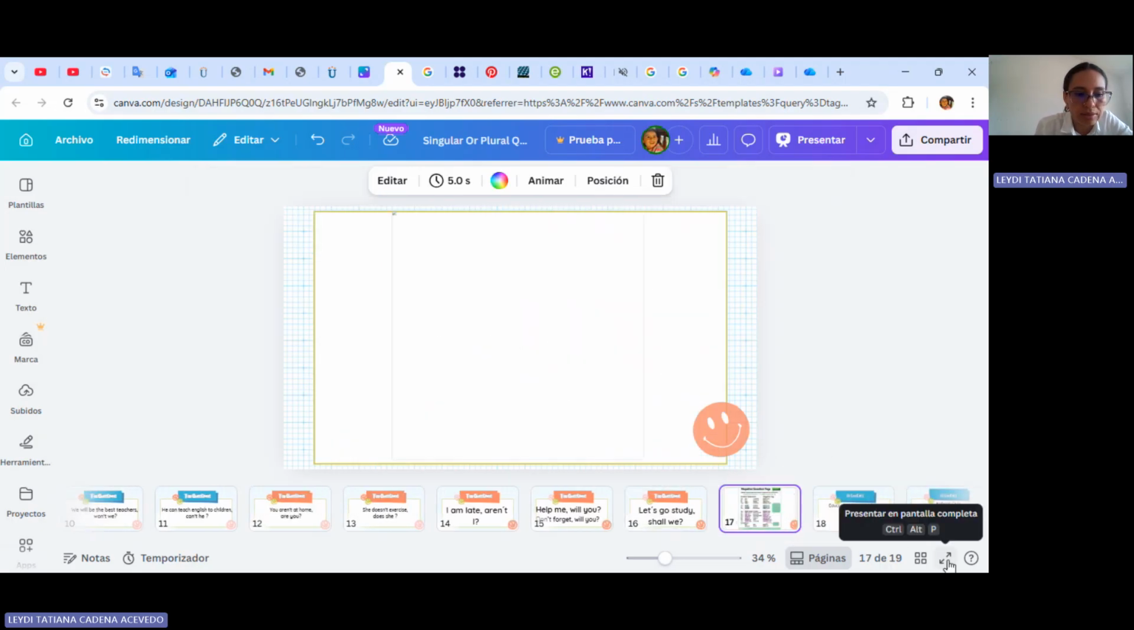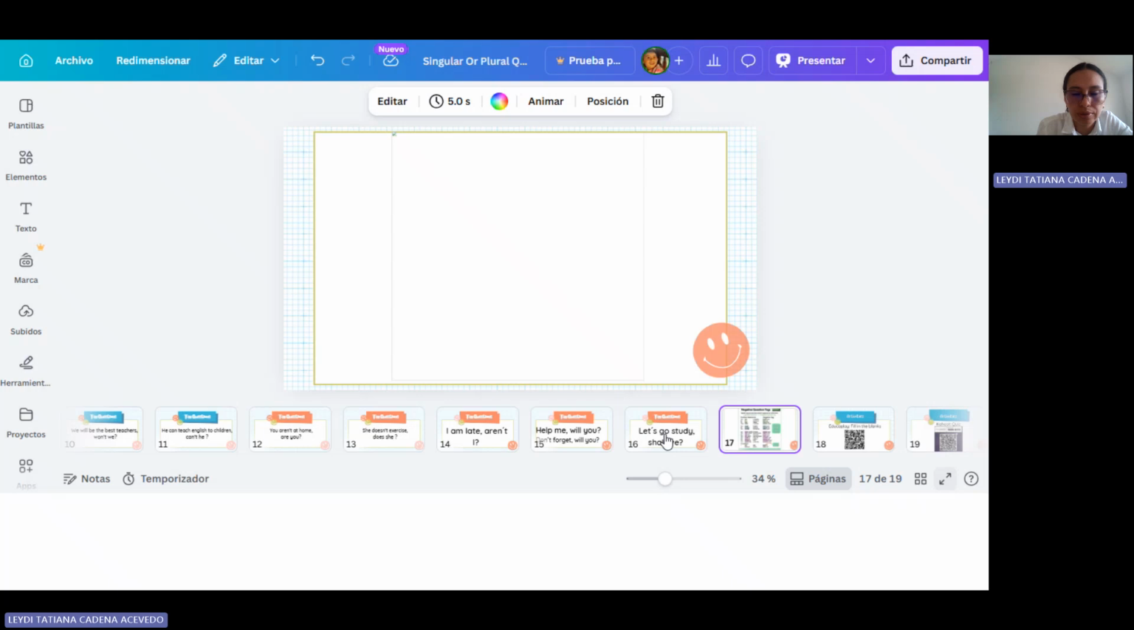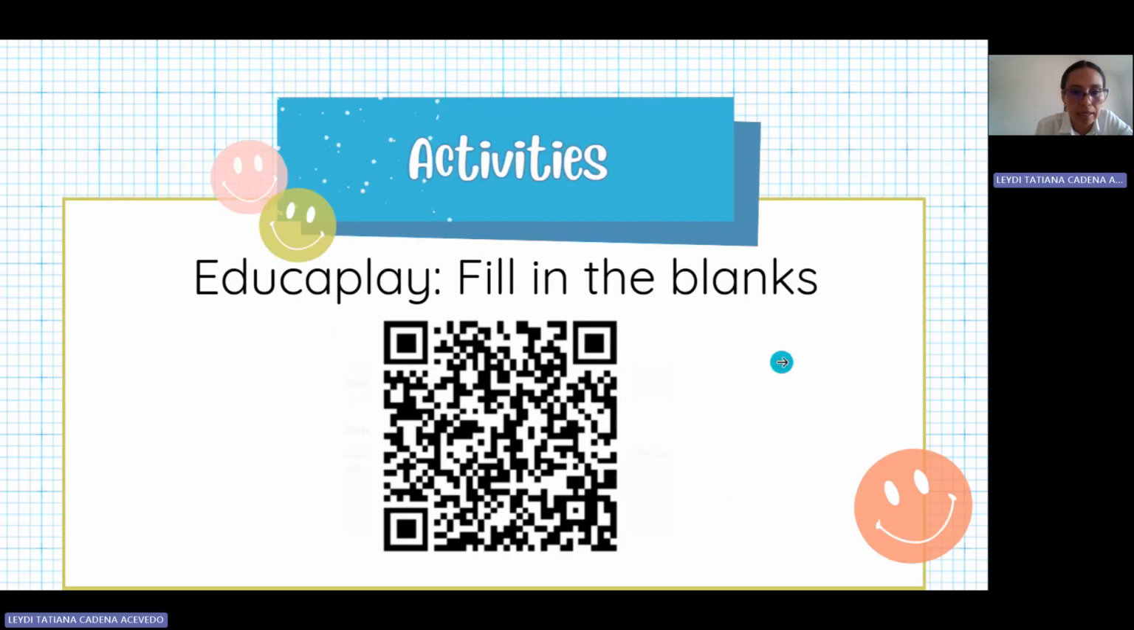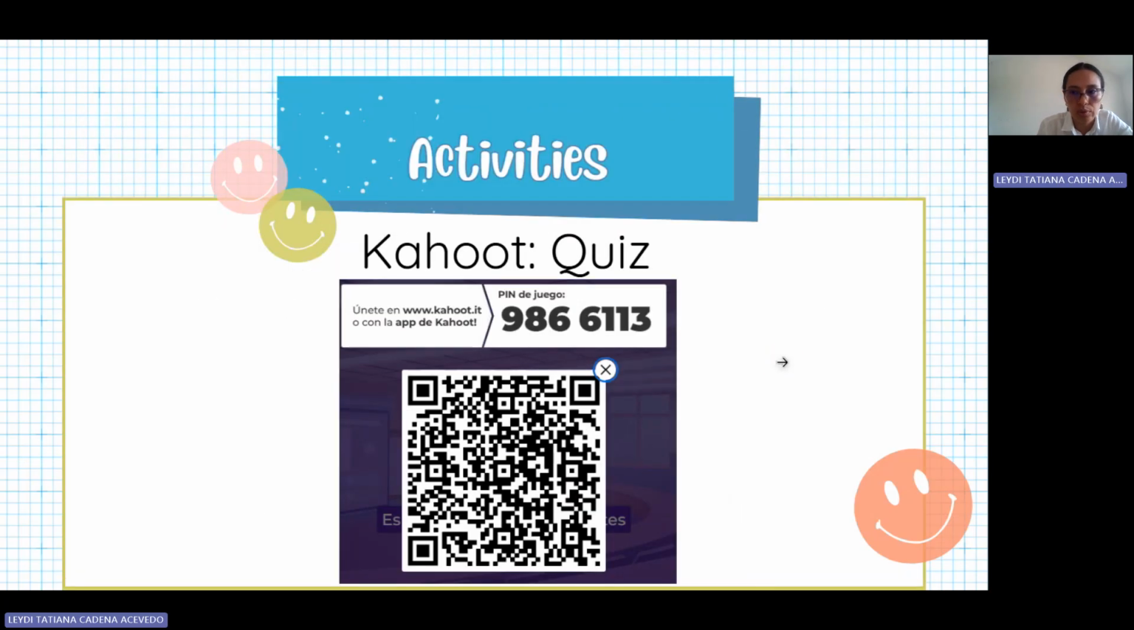Okay, that is for today's practice. I will leave you this summary so you can take notes or take a screenshot. And finally, I will share a QR code so you can practice. This is Educa Play, and this is Kahoot Quiz.